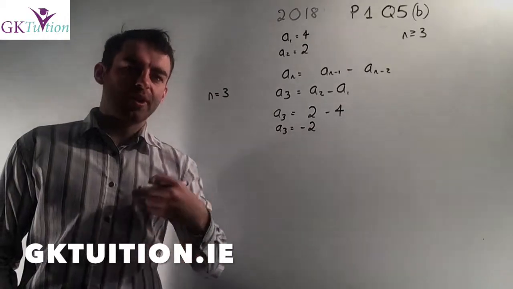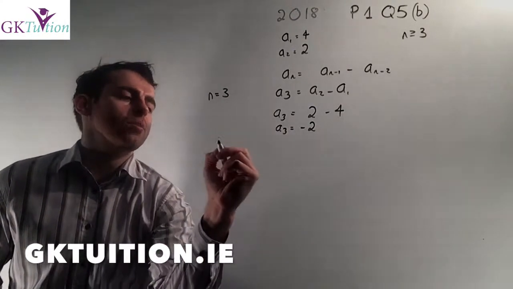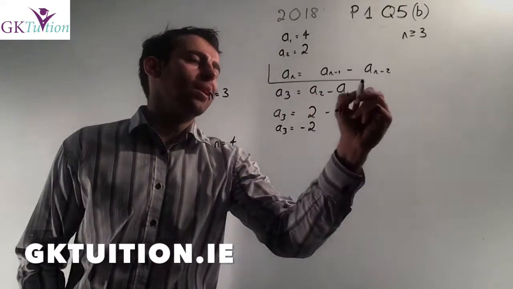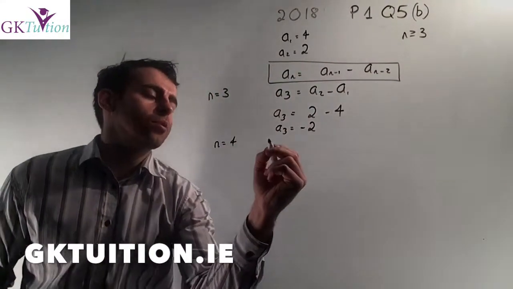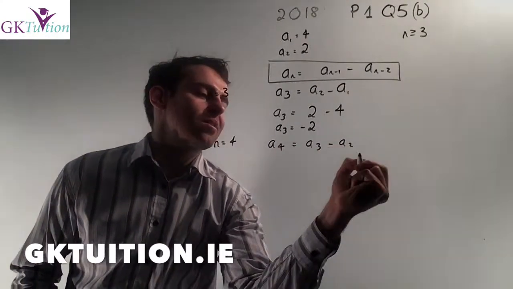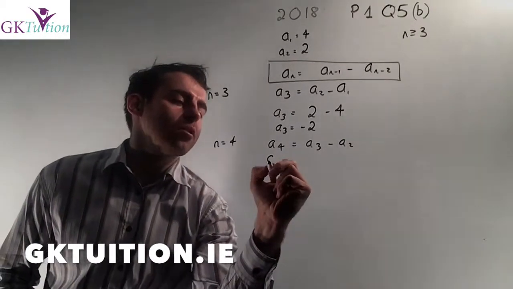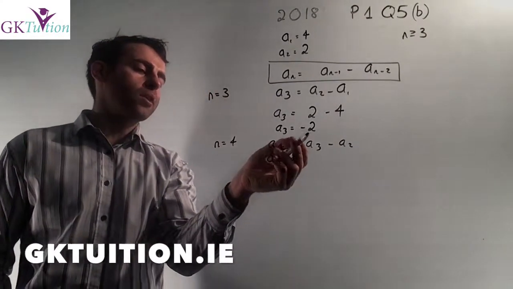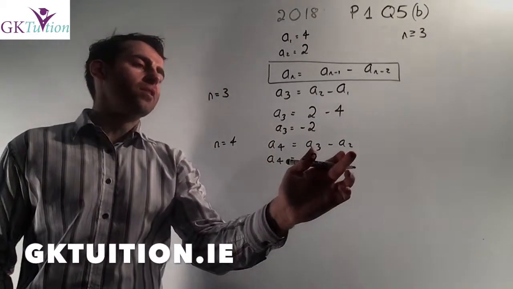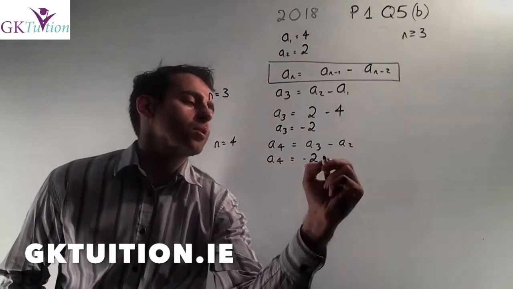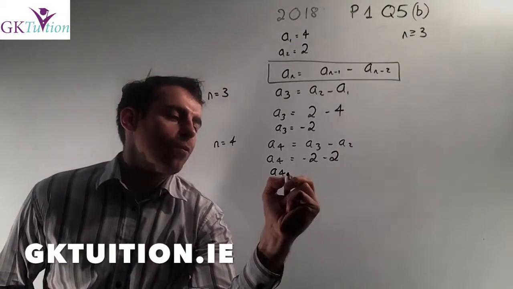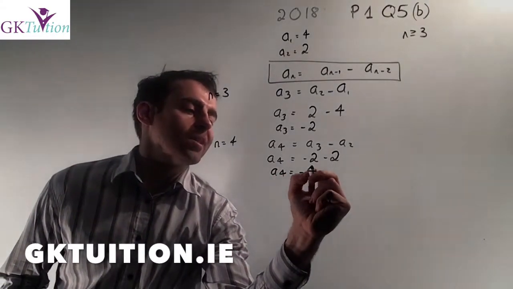Now that I know my third term, I can find the fourth one. So now, rather than subbing in N equals 3, I'm going to sub in N equals 4. I'm subbing N equals 4 into this term. If I sub in N equals 4, I get A4 is equal to A3 minus A2. So in this case, I'm looking for A4. A3, I worked it out previously. Sorry, A3 is minus 2. And A2 is given to me in the question, it's 2. So that becomes minus 2 minus 2, which means if I simplify this fully, A4, the fourth term in this sequence, is minus 4.